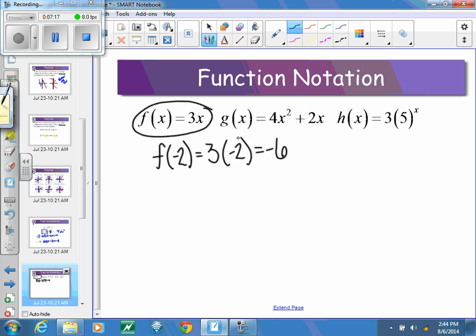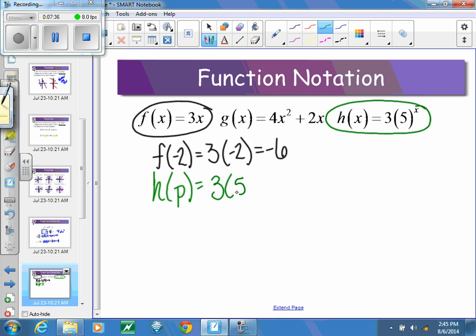If I wanted to take function h, and this time I'm going to take h of p. Now what this is doing here is it's putting a new variable into your function. So I'm going to take function h here, and where I see my value of x, I'm going to replace it with a p. So now I have 3 times 5 to the power of p.